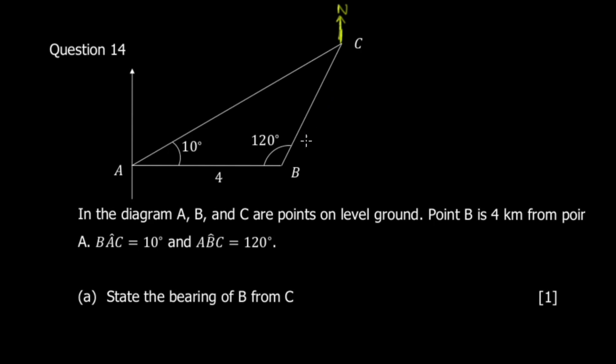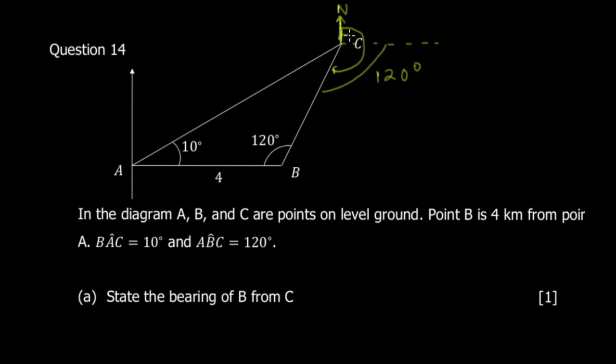Our bearing is taken clockwise. You take the bearing up to the line that joins to the point that you want, so from C to B. That's what you want. You're told that this is on level ground, so this angle and this angle should be equal. This one is 120, so this one should also be 120. It's that similar case of Z angles. So you should get 120 here.